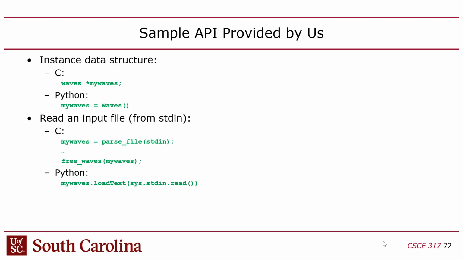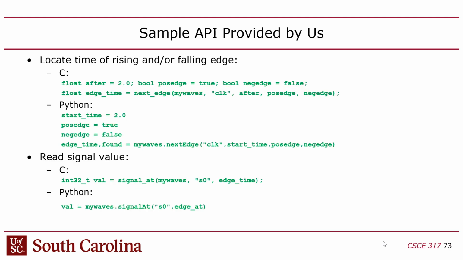And like I said, in C and Python, this shows how you initialize it. And then we just give you function calls: next edge and signal at. You call signal at to get the signal at a certain time, and next edge will find the time at which you have the next clock edge. Makes sense? So there's basically three functions that you have to use: the initial one to set it up, and then next edge and signal at. Make sense? Sorry, I'm a little bit over, but I wanted to get through that.